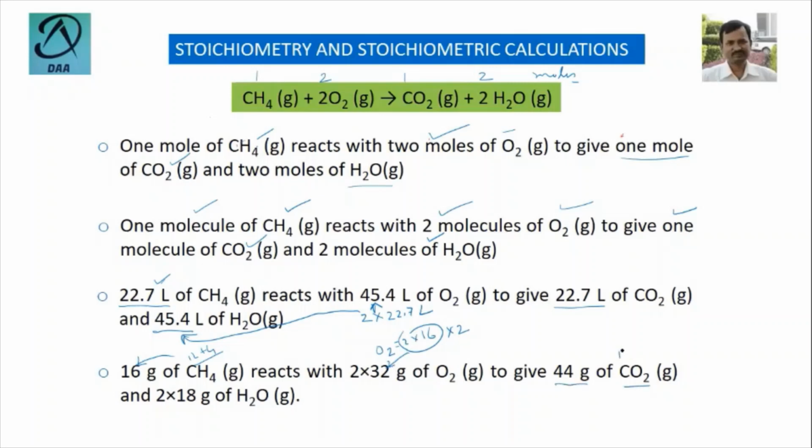CO2 means C is 12 plus 32, that means 44. And 2 moles of H2O. H2O has molecular mass 2 plus 16, which is equal to 18. So now we understood from the chemical equation, we can write in respect of mole, in respect of molecule, in respect of volume under standard temperature and pressure, and also with the molecular mass.